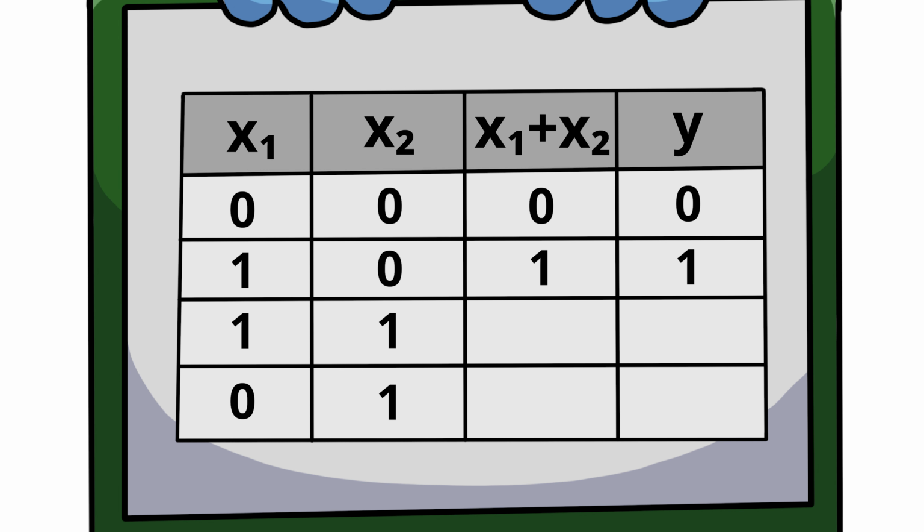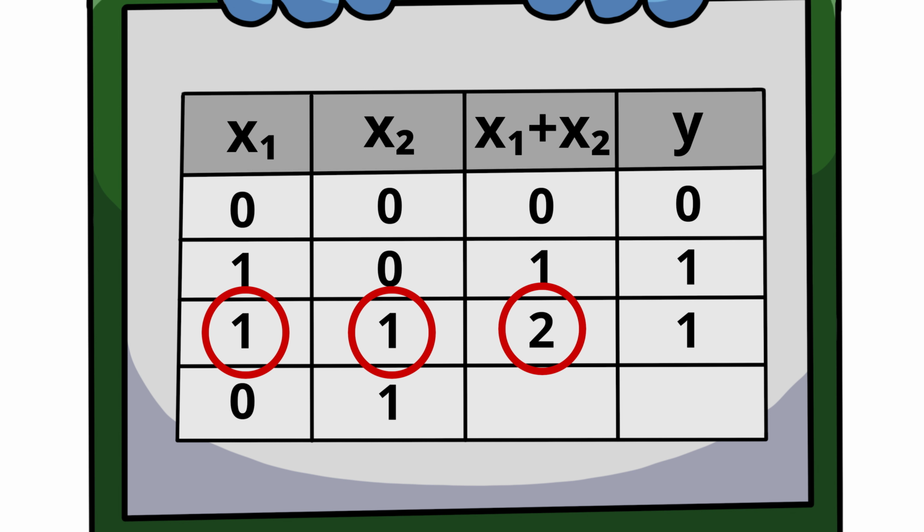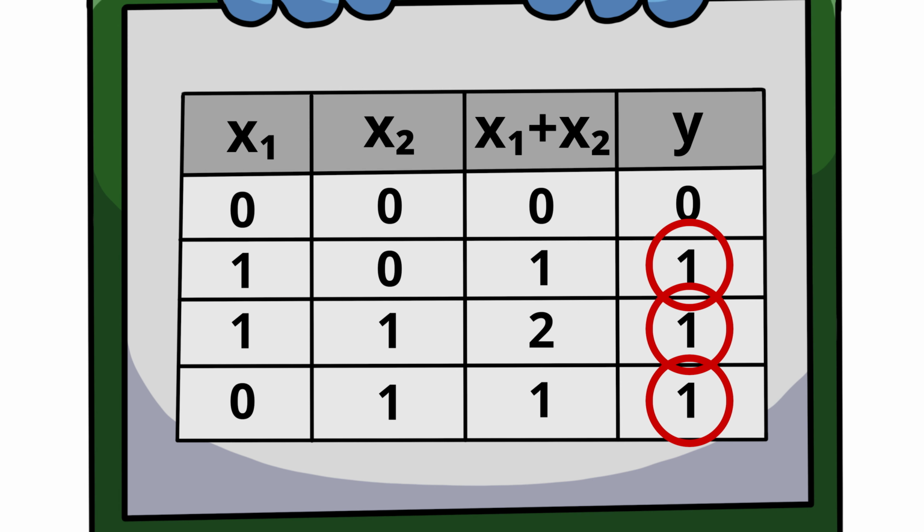Can you fill out the rest of it? Pause the video if you want to try it yourself. Right, 1 plus 1 equals 2, which still equals an output of true. Then the last set of elements are the same as the previous one with x1 and x2 simply switched, so that is true as well. OR statements typically mean that if any input is true, then the output will be true as well.